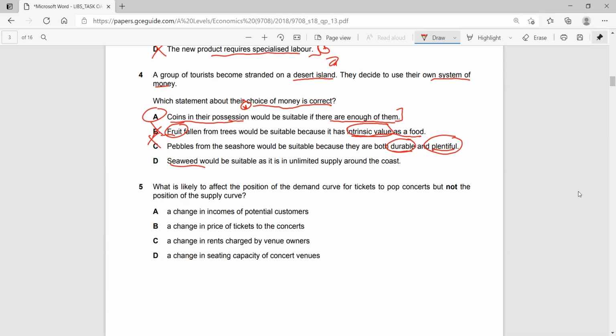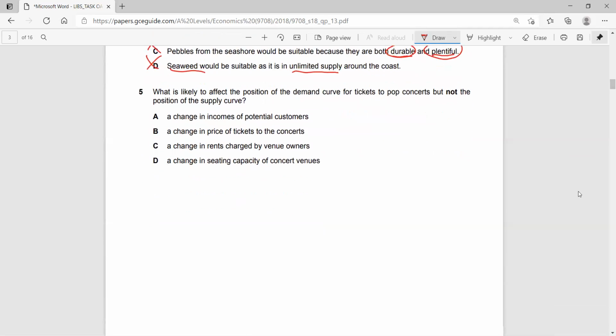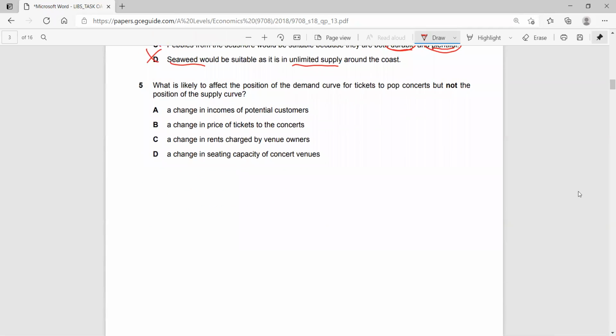And seaweed has a similar problem, because if it's in unlimited supply and it keeps washing up on the beach, then it's not limited in supply, and then there's no value. Why would anyone accept seaweed as a form of money when anyone can just go and grab some more seaweed from the beach and spend that?